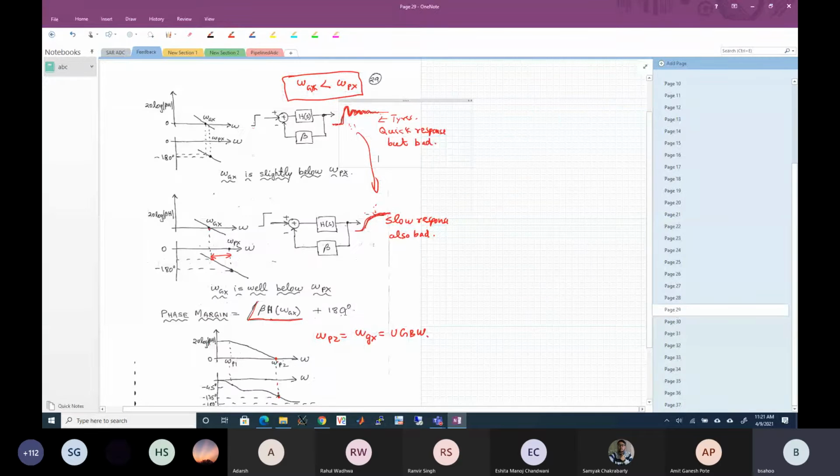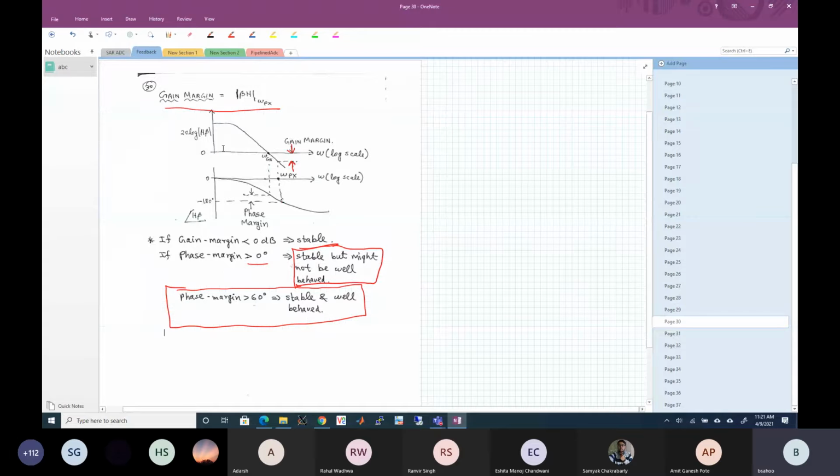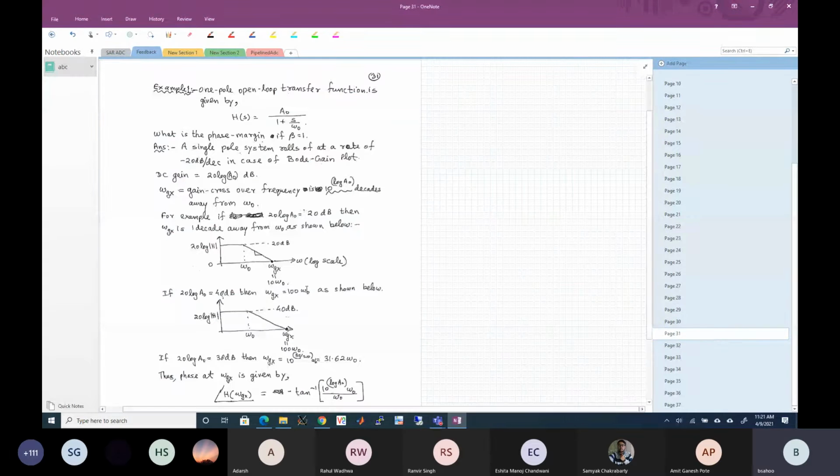Now I will take an example to illustrate that as the feedback factor reduces, your phase margin increases. So I have already defined what is the phase margin. So let us take a one pole open loop transfer function H of S. That means I have the feedback block diagram.